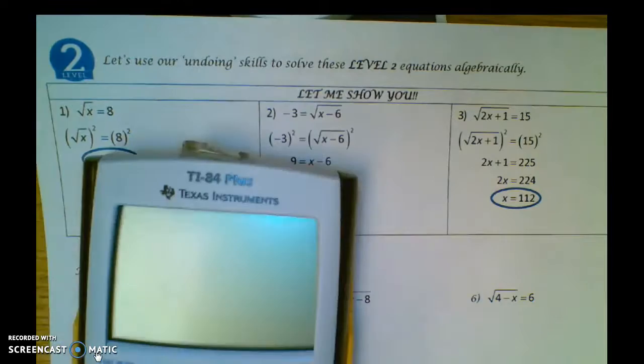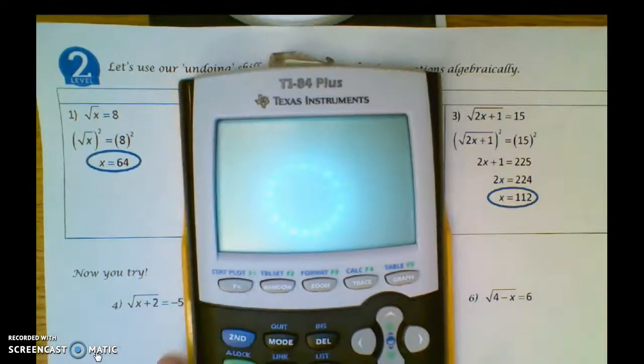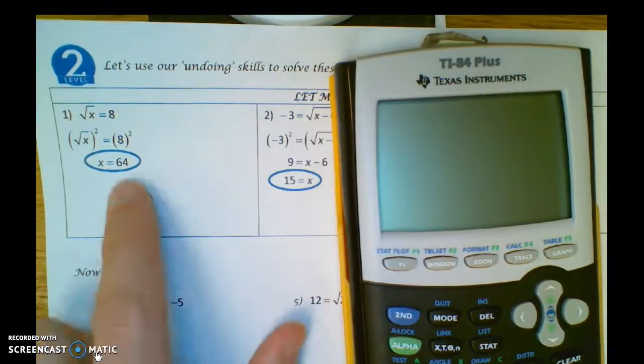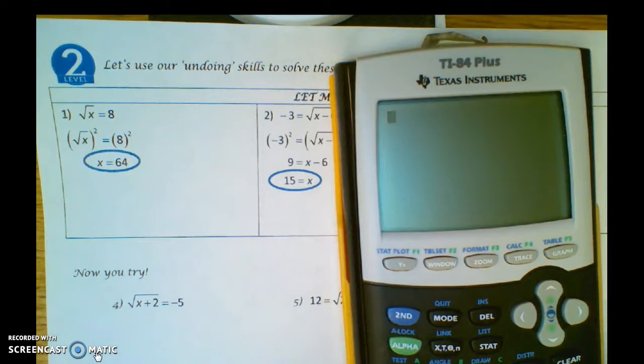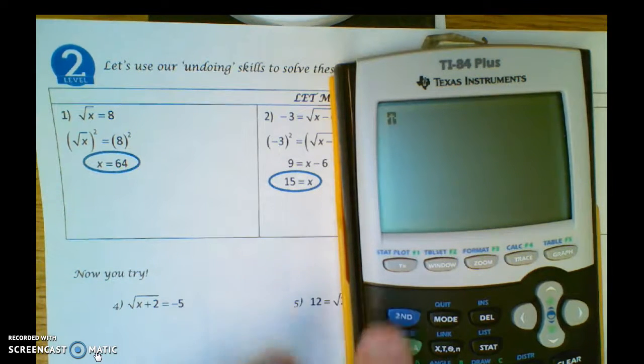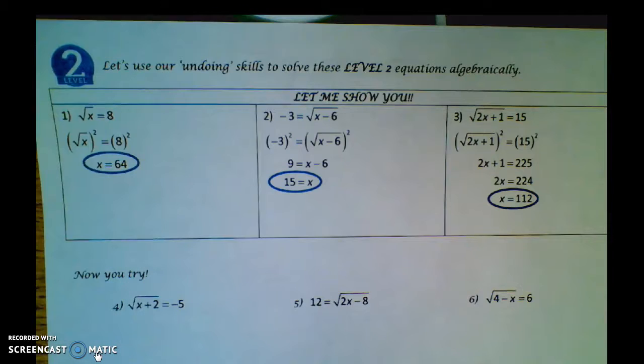The quick check for these is just plug in 64 for x and make sure that you get 8 out, which hopefully you know that the square root of 64 is 8. Take a look at number 2.